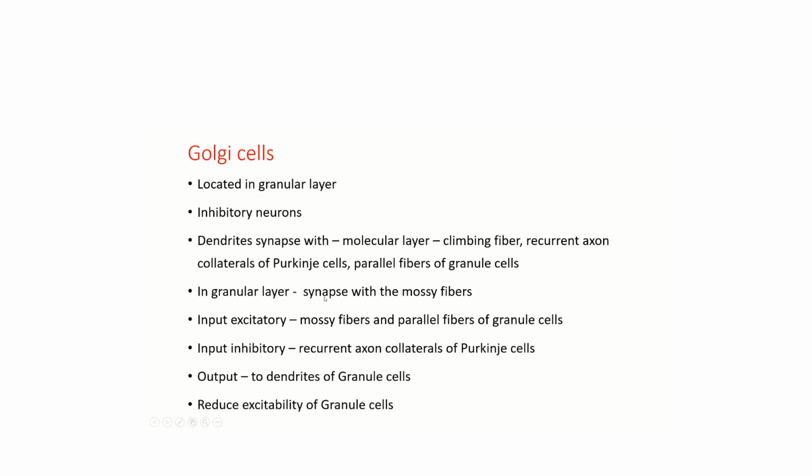They are inhibitory neurons. Golgi cells, these are located in the granular layer. These are inhibitory neurons. Dendrites synapse in the molecular layer with the climbing fibers, recurrent axon collaterals of Purkinje cells, and parallel fibers of granule cells.